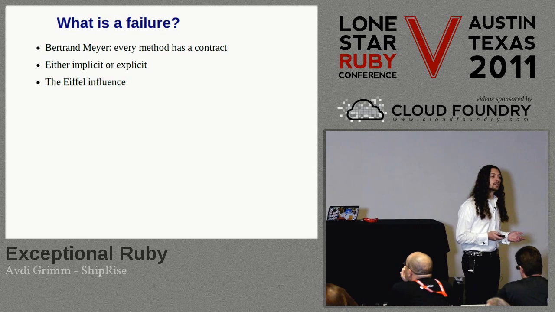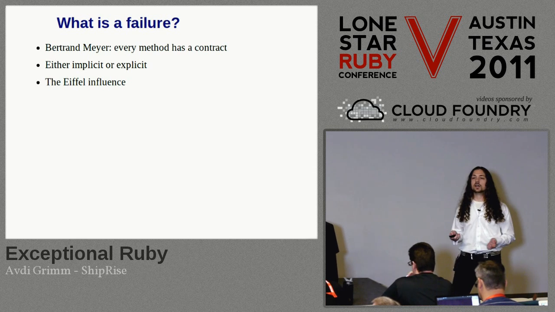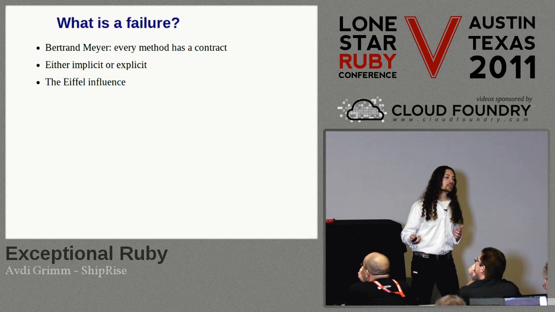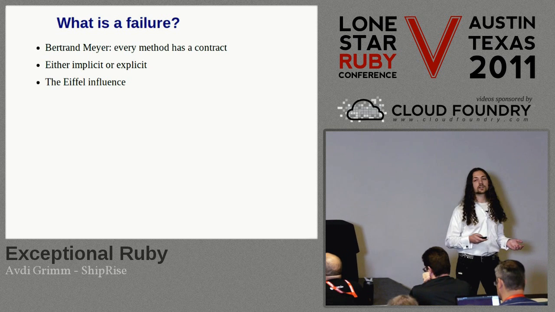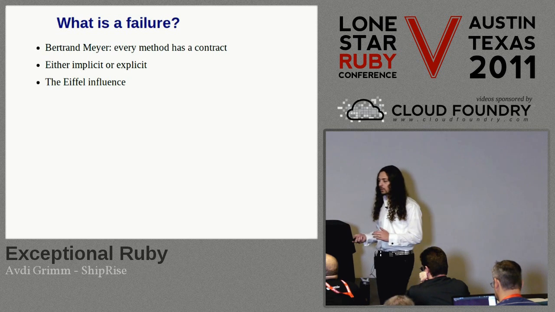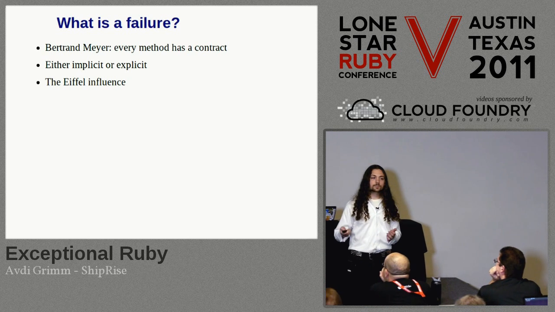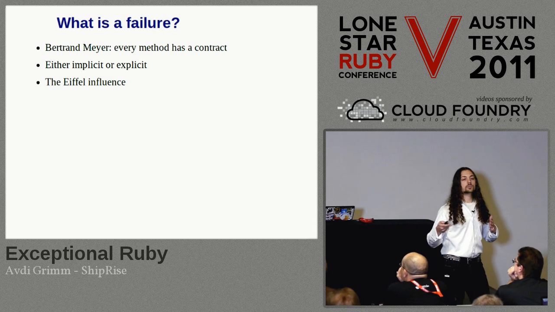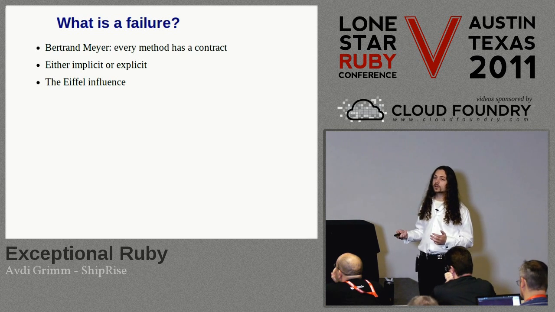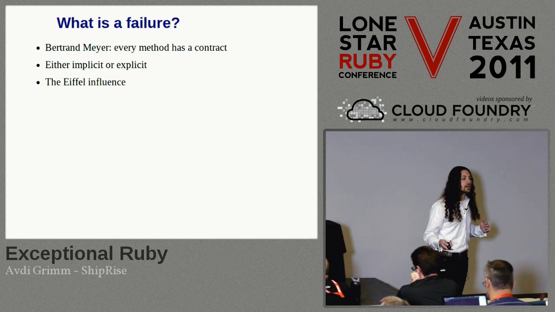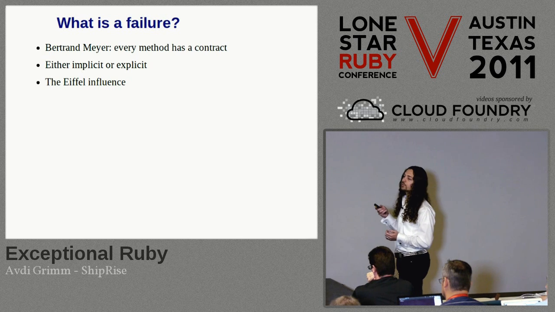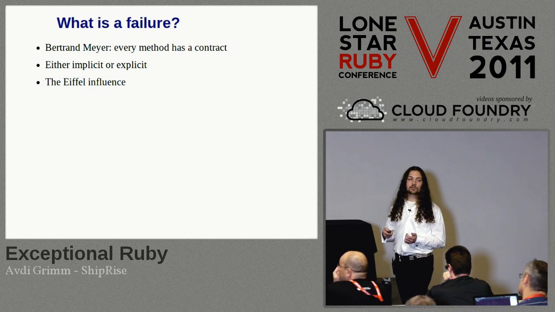One way of looking at failure is in terms of contracts. Every method has a contract. It could be explicit, could be implicit. Every method has a contract that says, you give me certain inputs, I give you certain outputs. And the guy that first espoused this idea of software as contracts was Bertrand Meyer. He created the Eiffel programming language. And this is actually kind of relevant to us as Rubyists because Ruby derives a lot of its exception handling system from Eiffel.